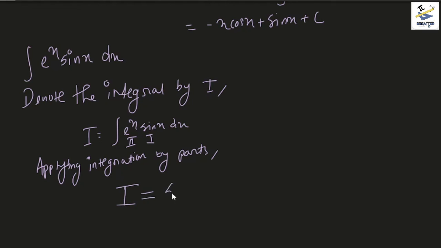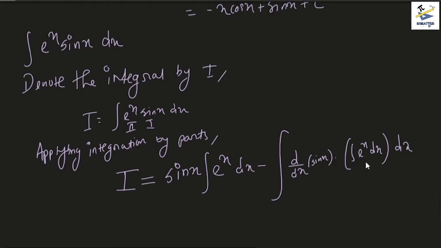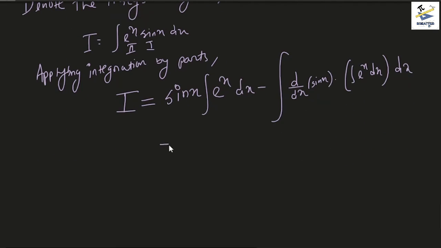I is equal to sin x into the integral of e to the power x dx, minus d/dx of sin x into the integral of e to the power x dx, dx, right? So what we do get is the integral of e to the power x is just e to the power x, so it becomes e to the power x sin x minus the differentiation of sin x, which is cos x, so cos x into e to the power x dx.